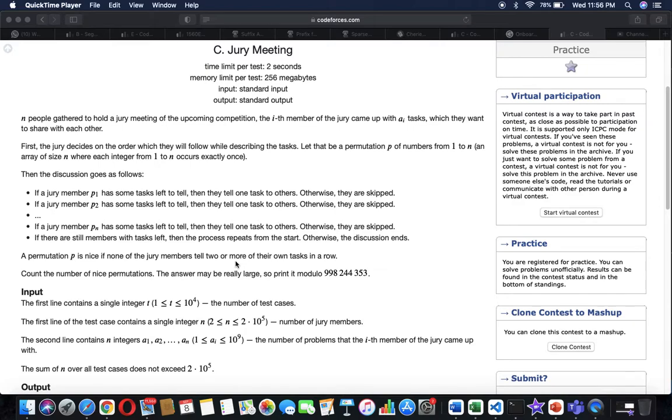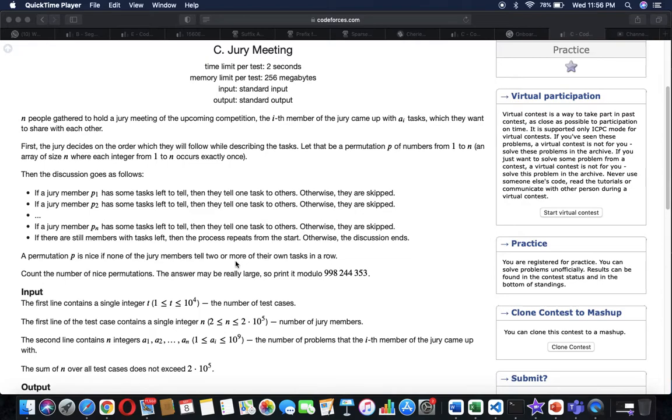Today we're going to discuss the video solution of problem C, Jury Meeting, which was asked in a recent contest, Educational Round 113. This is a problem which requires prerequisite knowledge of combinatorics. And before we go down to the mathematics of this problem, we should first understand what we can observe in a particular permutation for it to be a nice one, right?